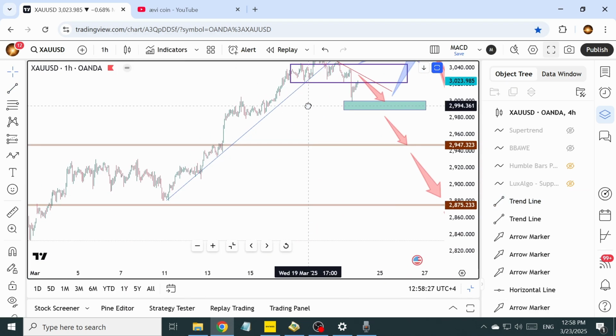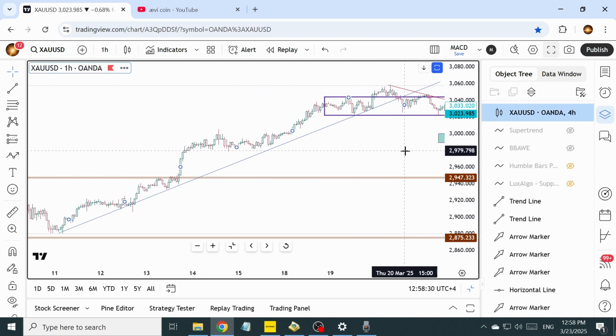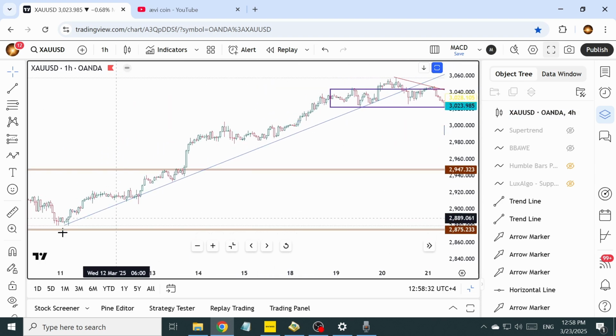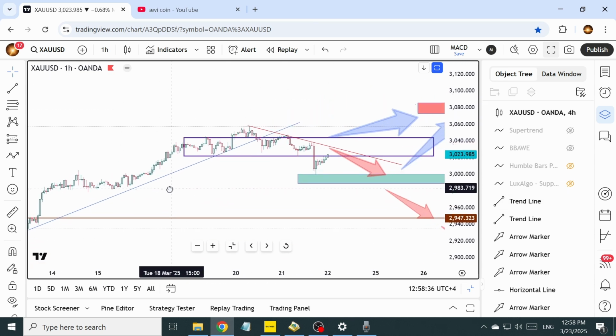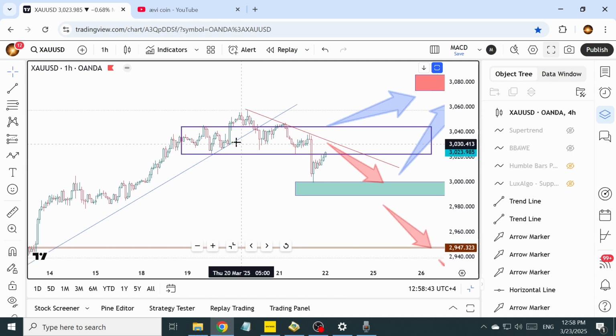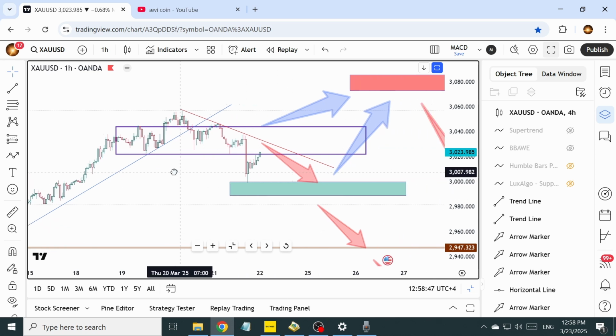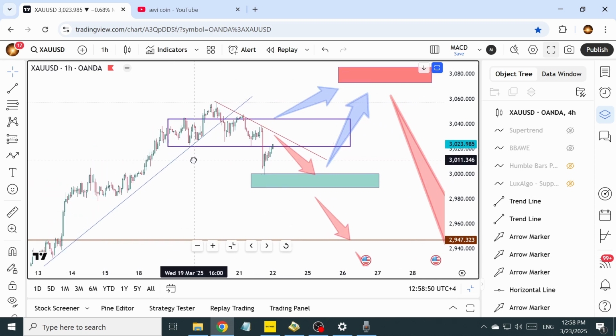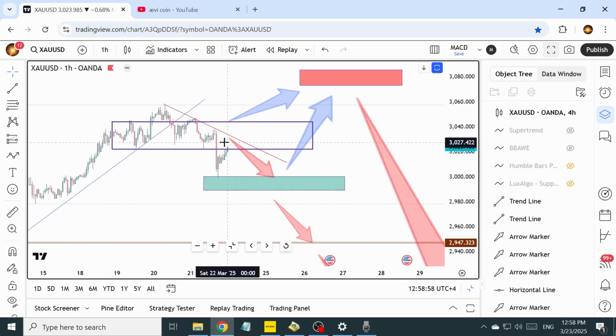Let me just make it clear for you. So we had this trend line. It was running for quite some time, and now we see a break of the trend line, a consolidation, then breaking out of this consolidation to the support area here. Now, after this support, gold tried to re-enter the consolidation zone and go to the upper side of the channel.